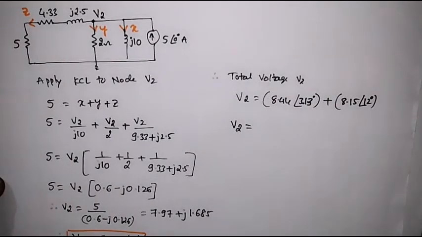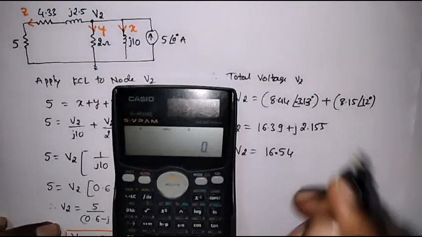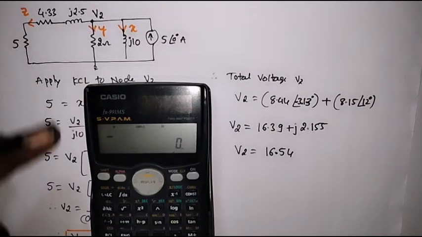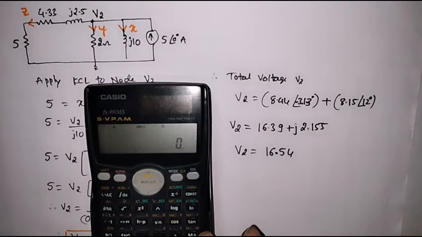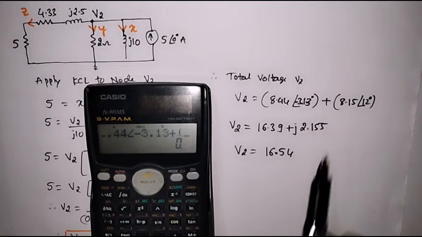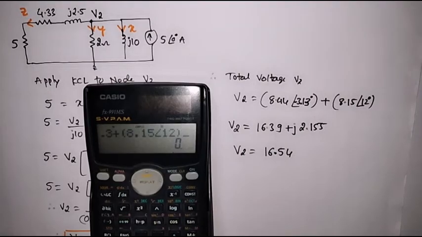Therefore V2 is equal to, it is minus 3.13. So it can be added directly in the calculator. Keep the calculator in complex mode, type 8.44. We can type the angle directly here, shift this key, we will find the angle, minus 3.13, plus we have another term, that is 8.15, shift angle 12.